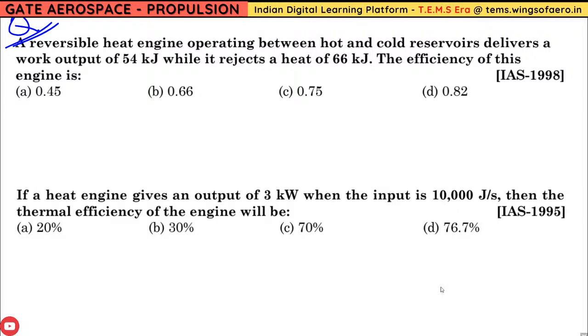Option D, ma'am. Yes. We're now unmuted. And D, 0.882. It's a very easy one. Okay. Now look into the next question.